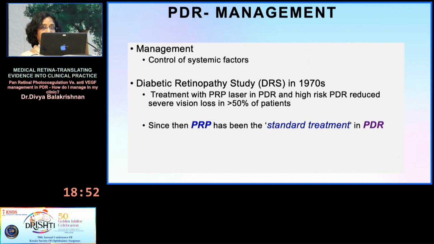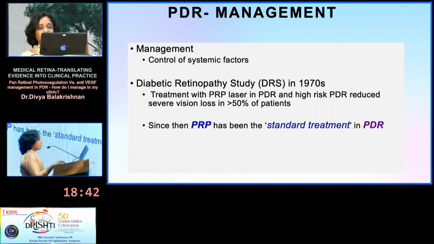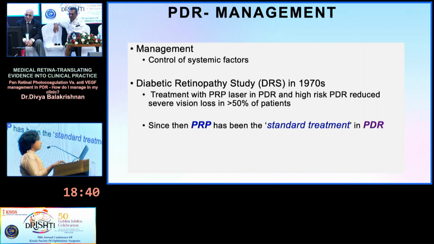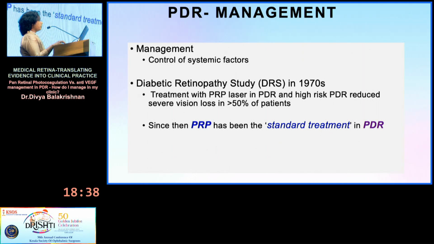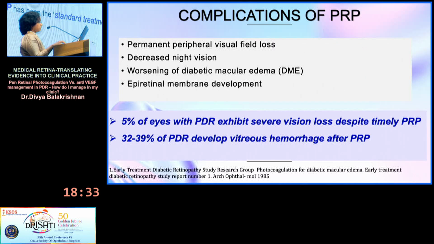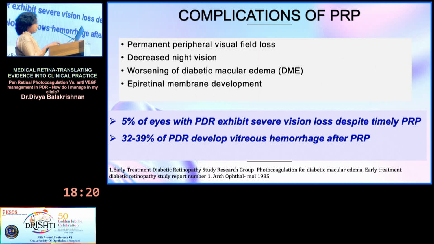So how do we decide? In any diabetic retinopathy patient, the first and foremost is systemic control. And for PDR, PRP has been the standard of care after the landmark trial, the Diabetic Retinopathy Study, which showed that with PRP, the risk of severe vision loss was reduced by more than 50%. But there are complications of PRP, which are permanent peripheral vision loss, decreased night vision, or risk of diabetic macular edema. And despite PRP, patients can develop severe vision loss and vitreous hemorrhage.